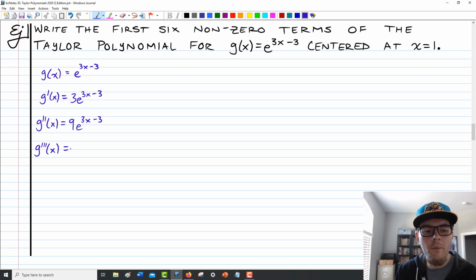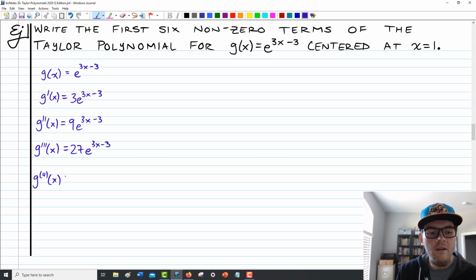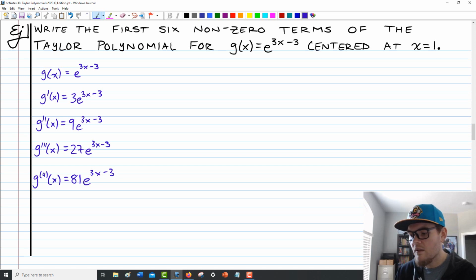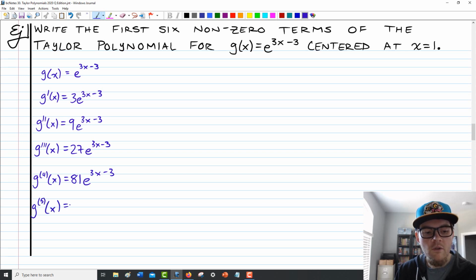Something fun about saying triple prime. 27e to the 3x minus 3. The fourth derivative of g of x is going to be 81e to the 3x minus 3. Is that really how far I was going? Oh, I wrote fifth. Okay, well, I'll keep going. I can do this. The fifth derivative is going to be 3 times 81. That's 240 plus 3, so 243 e to the 3x minus 3.